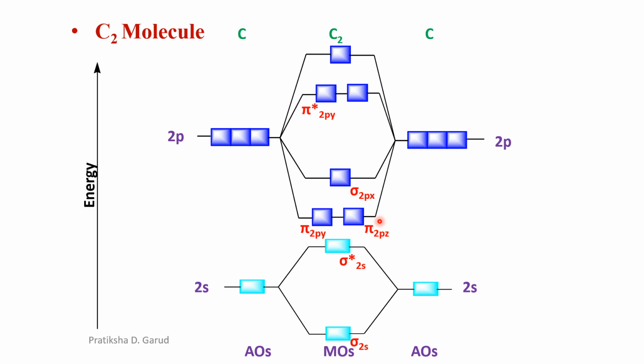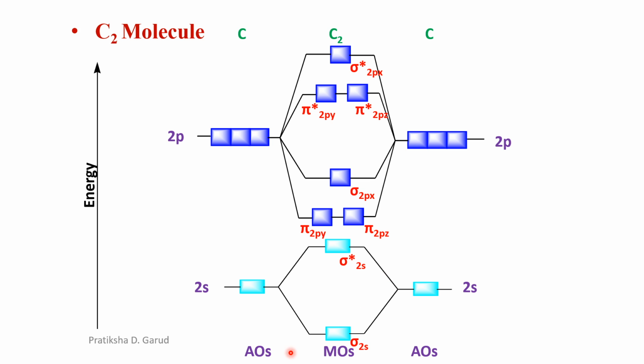Then we are having pi asterisk 2py and pi asterisk 2pz. Again, these two are the degenerate orbitals. And finally we are having the sigma asterisk 2px. So this is the MO energy level diagram. Now let us see the filling of electrons.